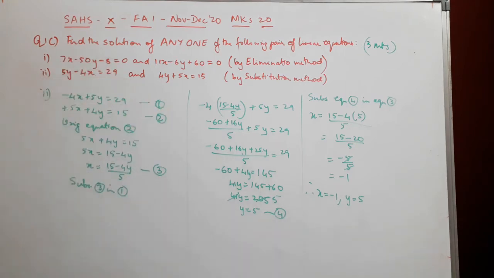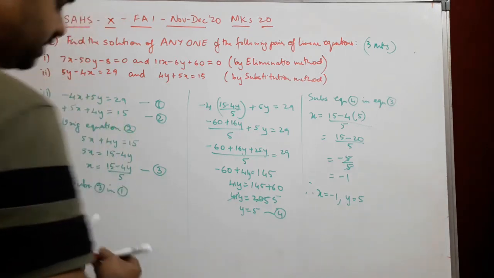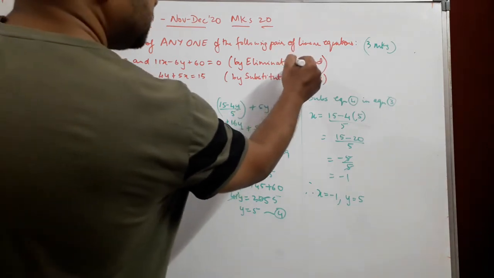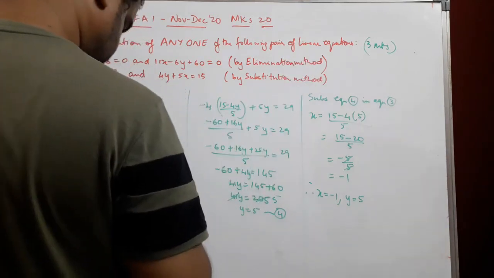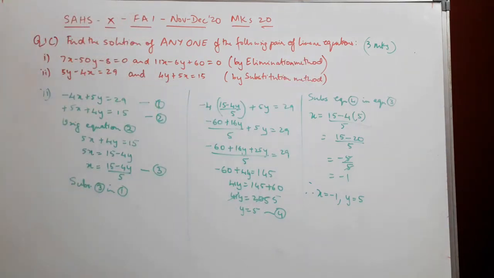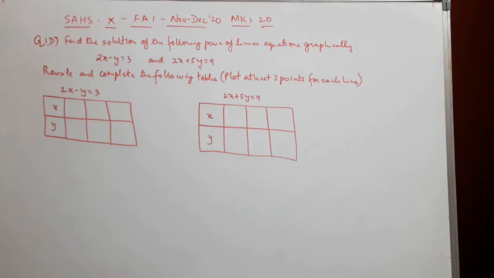Okay, this is once again for 3 marks. It's good, if you've got time, I suggest you solve both of them for the exam. Otherwise any one is good enough. If you're confident with the elimination method, you can do the elimination method. If you're confident with the substitution method, you can opt for the substitution method. Okay. With this we finish question 1C.